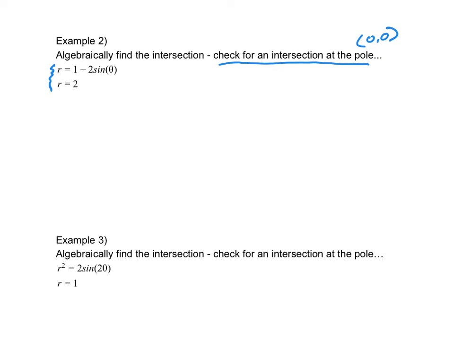And as we talked about before, if we have x's and y's, we use a process of substitution to find solutions. So what we're going to do here, because both of these expressions are equal to r, we're going to set them equal to one another. So I'm going to go 1 minus 2 sine theta equals 2. Subtract the 1, I get negative 2 sine theta equals 1. I get sine theta equals negative 1/2. Go ahead and take a look. Sine theta equals negative 1/2.